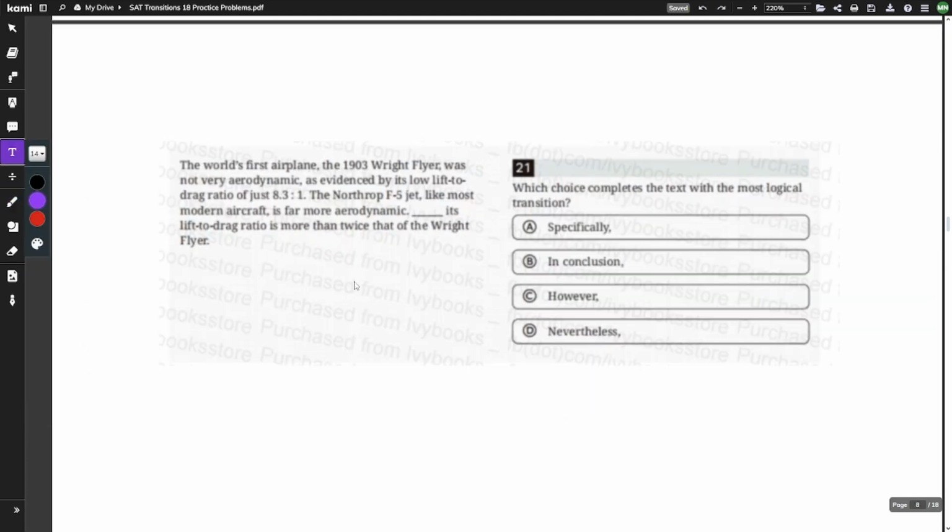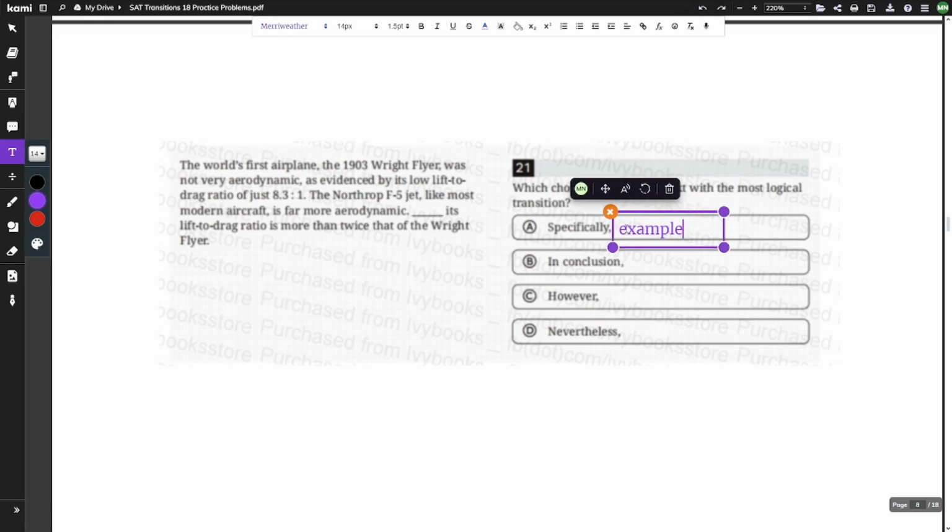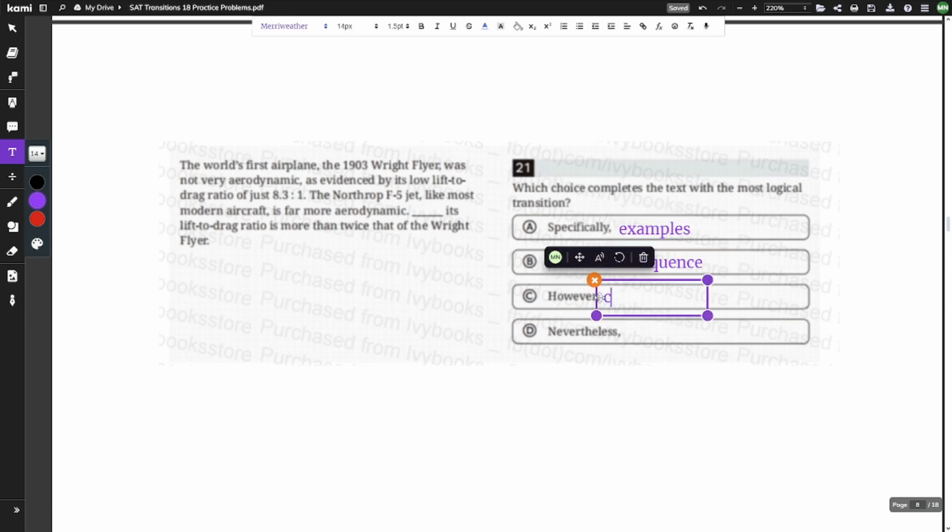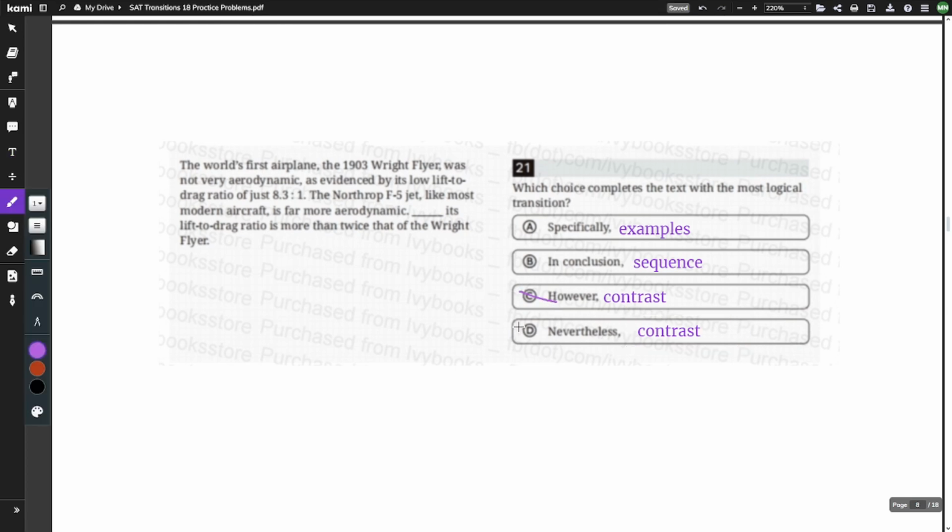Question number 8. Let's look at our answer choices and see what categories they belong to. Specifically is examples. In conclusion is sequence of events. However is contrast. And nevertheless is also contrast. So we can get rid of both C and D since they belong to the same category. Let's move to our text now.